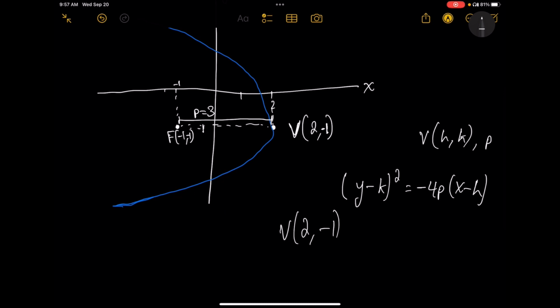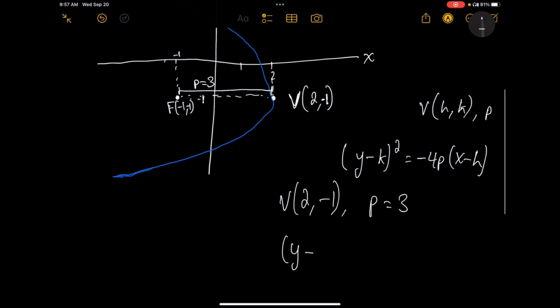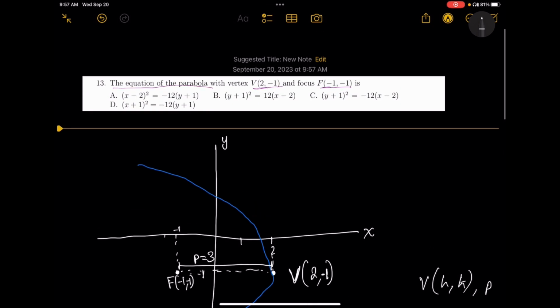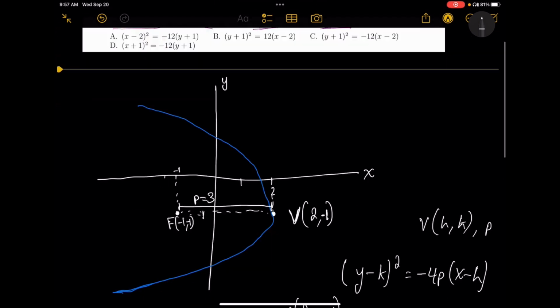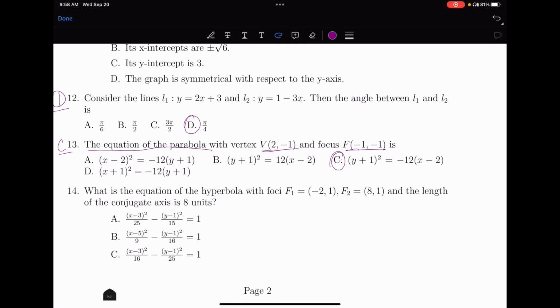Now our vertex is 2, -1 and our focal length is 3. So y minus k, where k is -1, is y plus 1. (y plus 1) squared is equal to -4 times p, that is 3, times x minus h, where h is 2. Which implies (y plus 1) squared is equal to -4 times 3, that's -12, times x minus 2. Therefore this is the equation of the parabola: (y plus 1) squared equals -12 times (x minus 2). Therefore the answer is c.